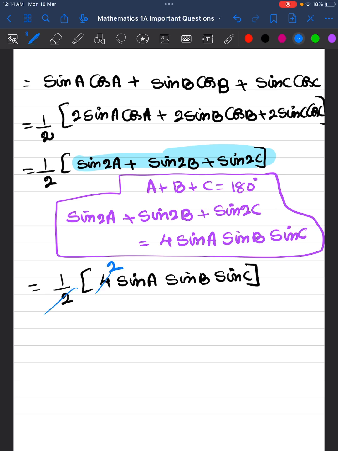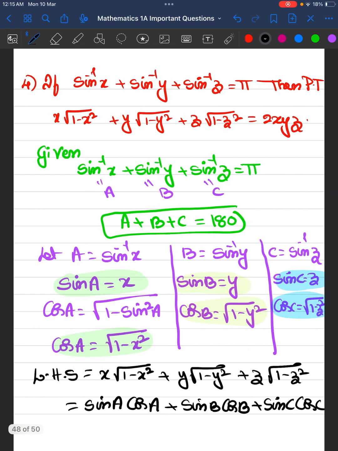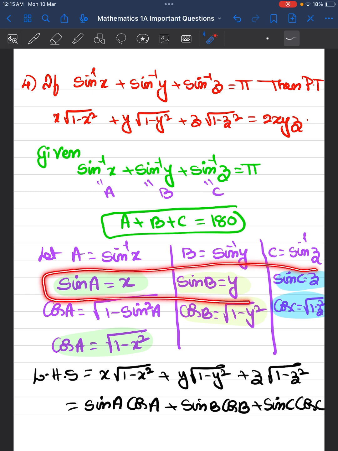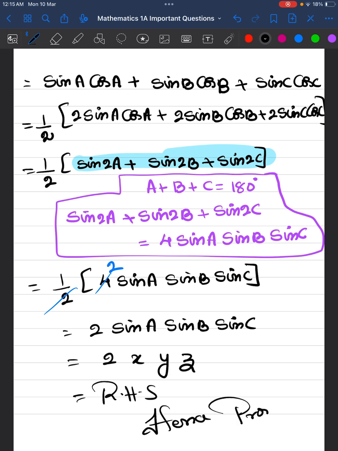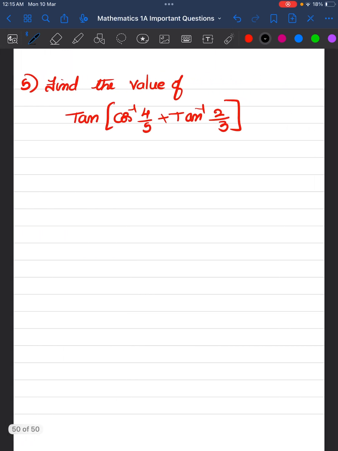This 2 cancels for 2 times. So you got it as 2 sine A sine B sine C. You can write it as 2 into sine A is x, sine B is y, sine C is z. We have taken sine A as x, sine B as y, sine C as z. We substituted x, y, z in place of sine A, sine B, sine C. We got it as RHS. Hence the problem is proved. Okay. Next problem.